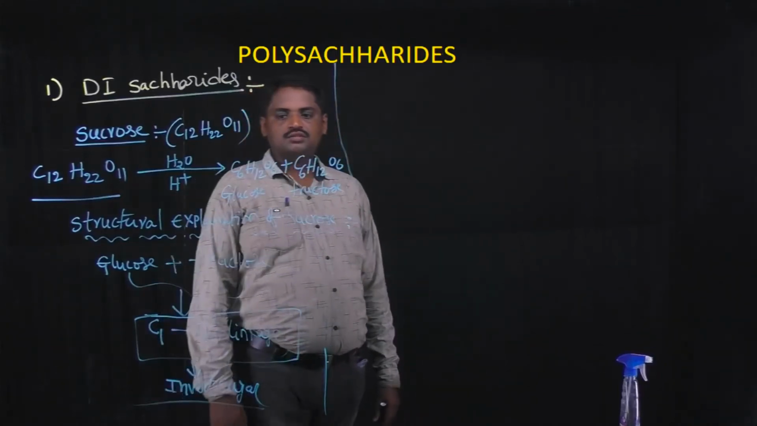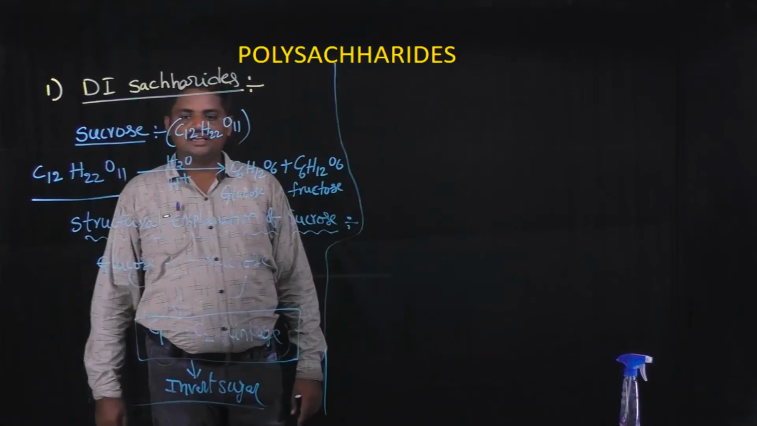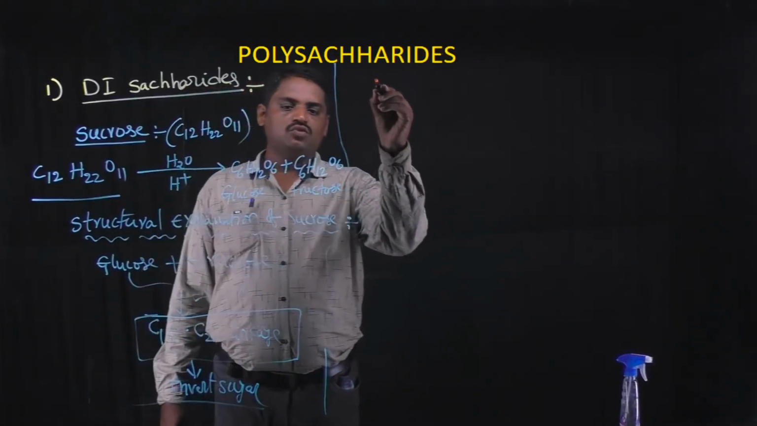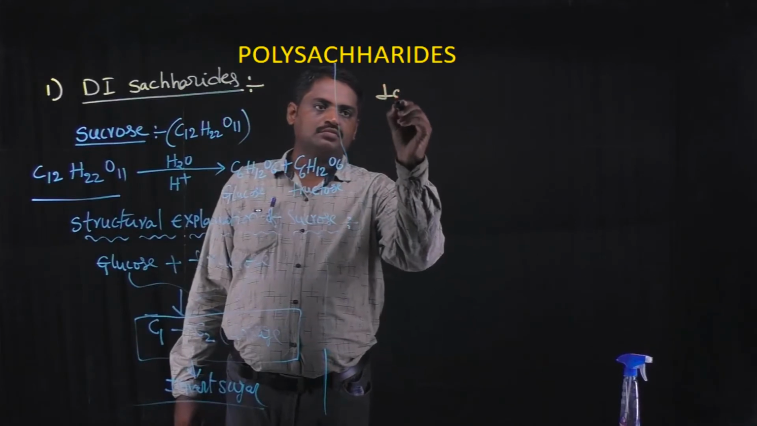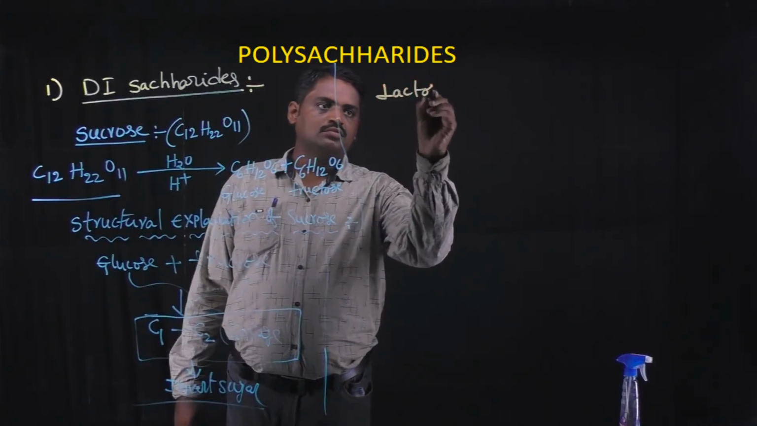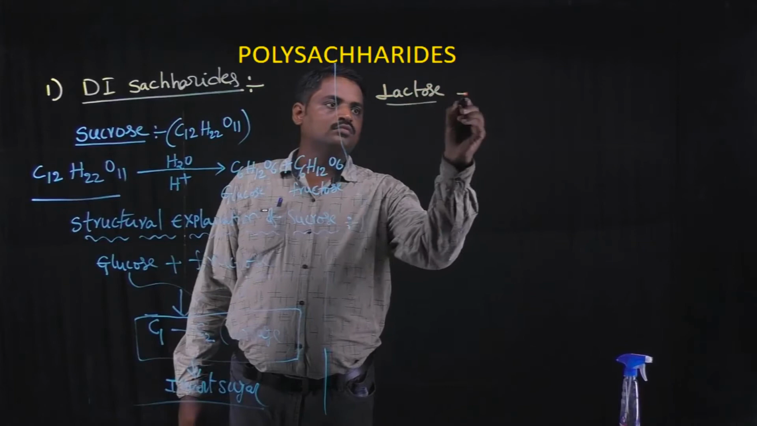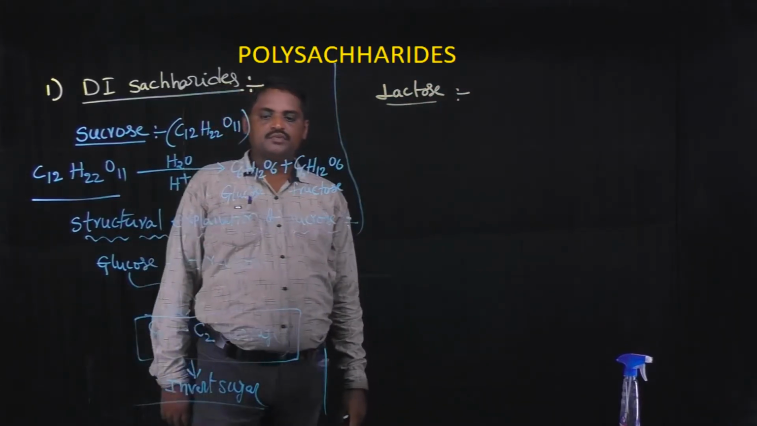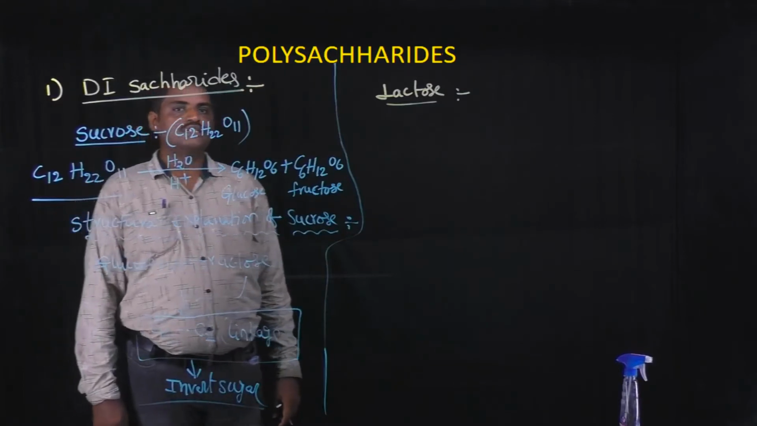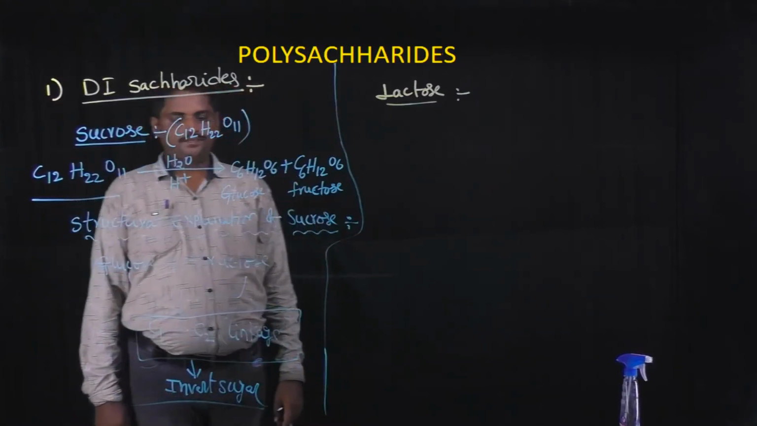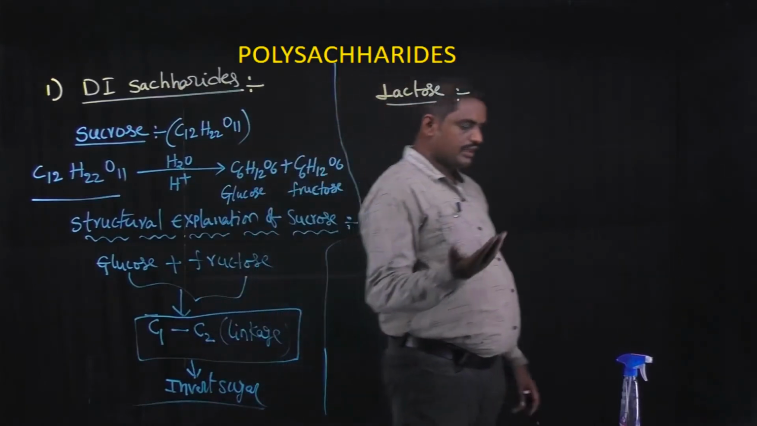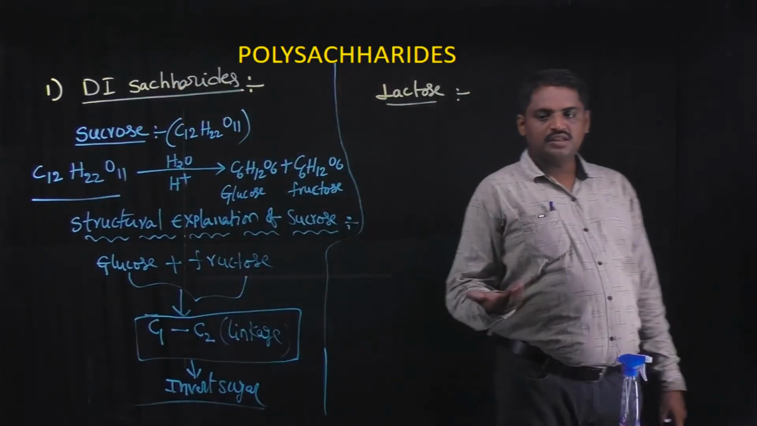Next, the second disaccharide is lactose. Second example is lactose. Generally, the lactose chemical formula is also the same.